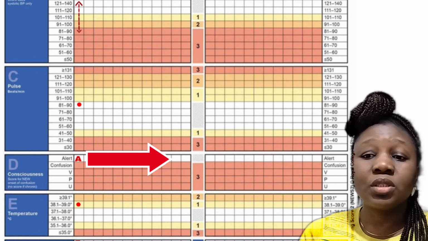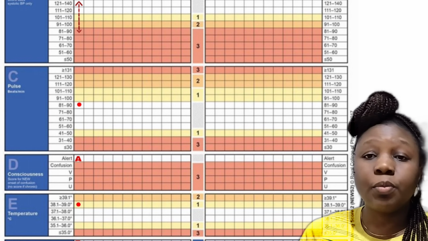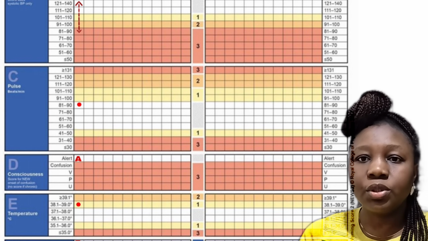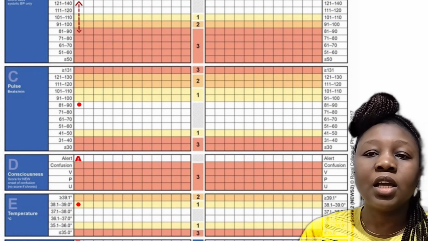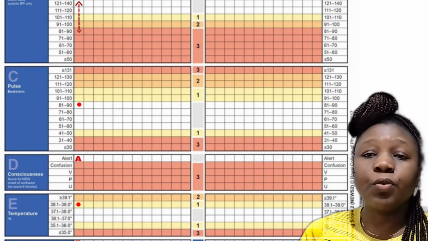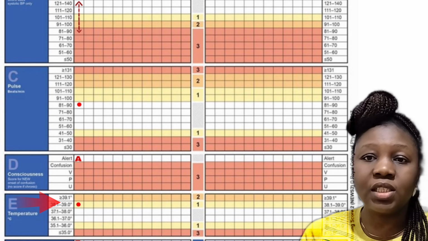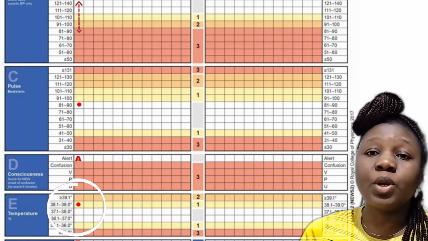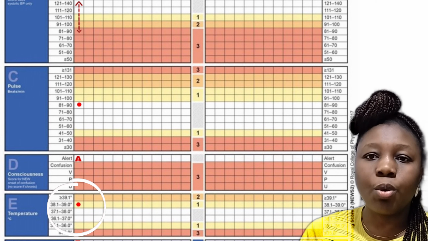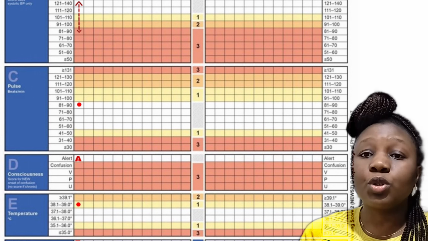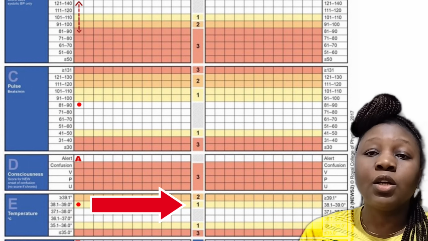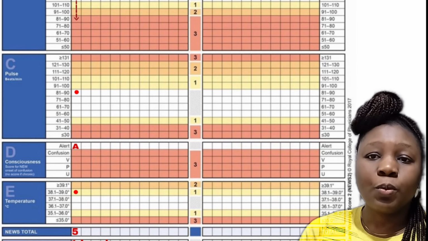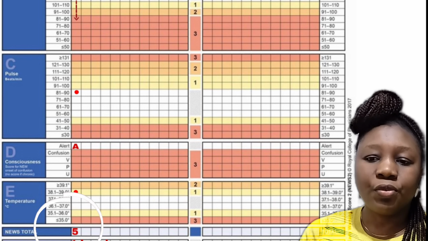The last one is the temperature. This patient has a temperature of 38.2 degrees Celsius. Now we are going to look out for the column it falls under. Looking at this chart, 38.2 falls in between 38.1 to 39. So we are writing 38.2 in the box in front of that column. And if we trace that to the middle of our chart, we'll see that that is a score of 1. So our NEWS total will now be a score of 5.